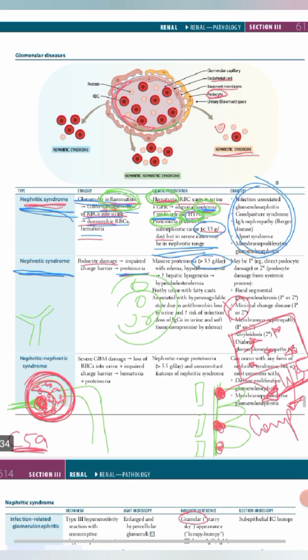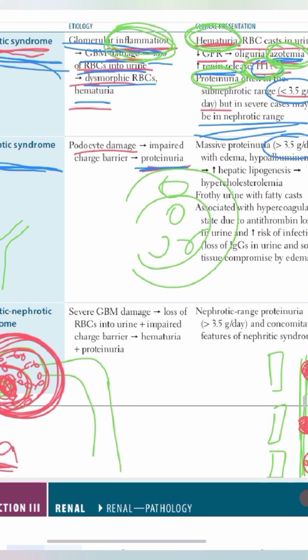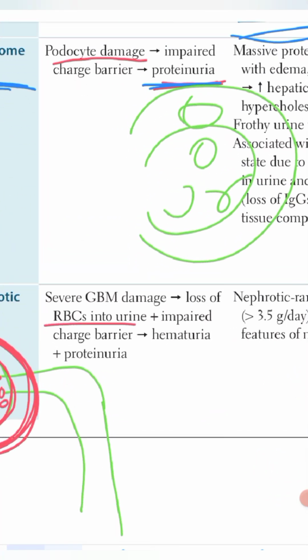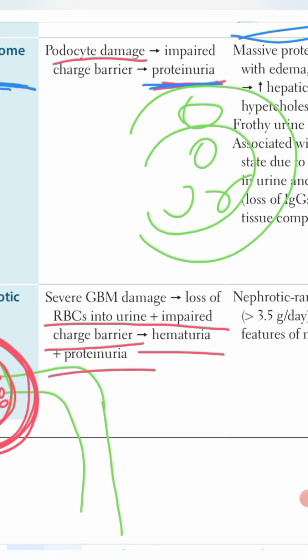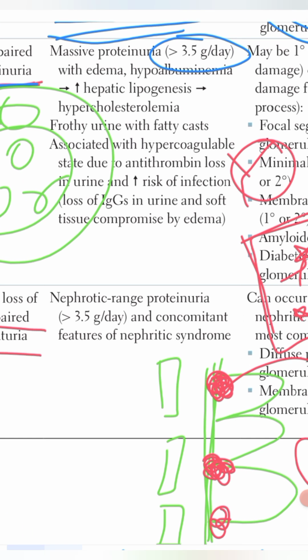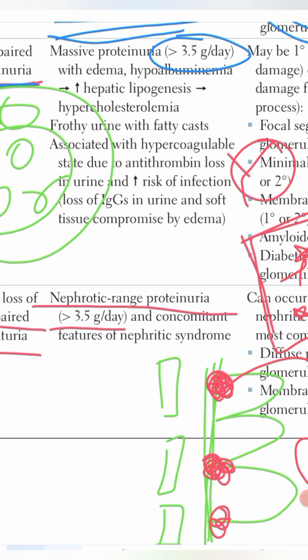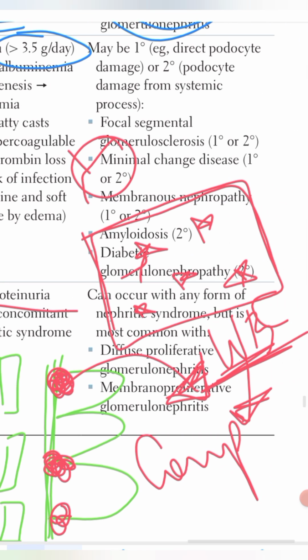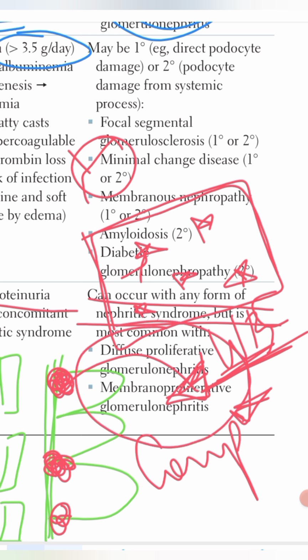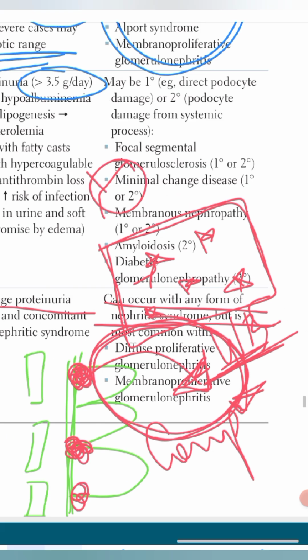And in nephrotic syndrome, there is severe glomerular basement membrane damage, which will lead to RBCs in the urine plus impaired charge barrier. It will lead to hematuria plus proteinuria, nephrotic range proteinuria more than 3.5 grams per day, and concomitant features of nephritic syndrome. And it can occur in any form of the nephritic syndrome, but it is more common with diffuse proliferative and membranoproliferative glomerulonephritis.